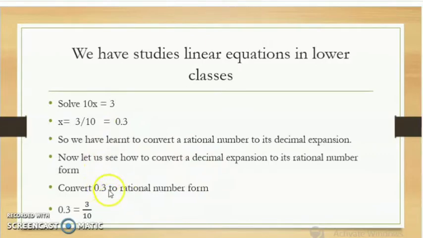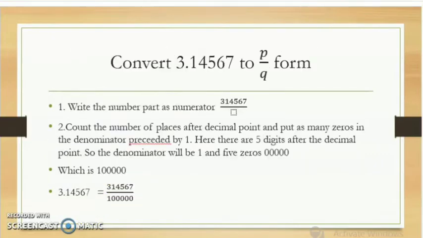So how do we do it? We have learned this in a previous class. We write the number part as the numerator, and we count how many digits there are after the decimal point. So one digit. So in the denominator we put 1, and since there is only one digit we put 1 0. So 3 by 10 is the rational number form, or p by q form, of 0.3. Let us do one more example.